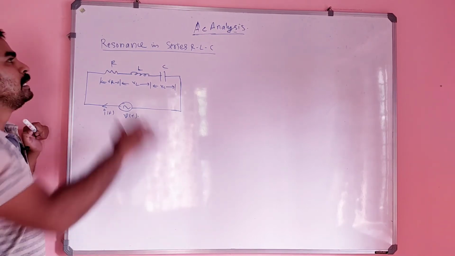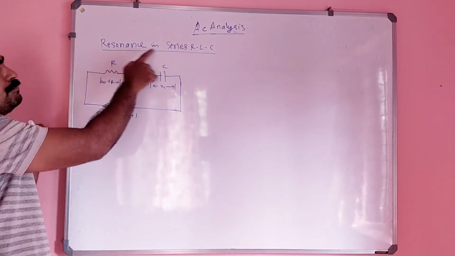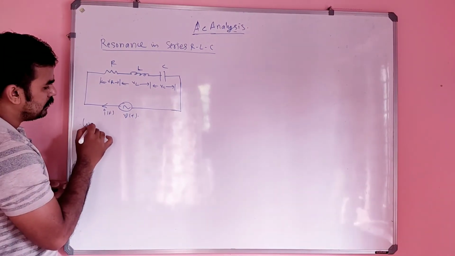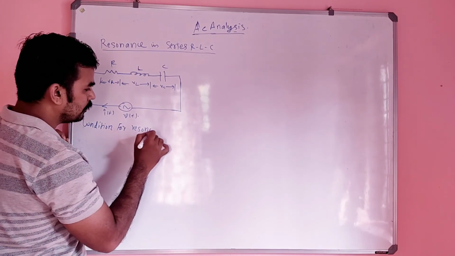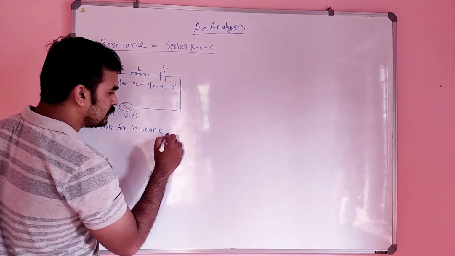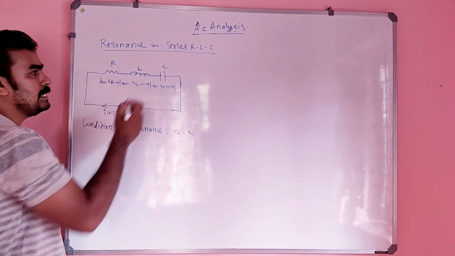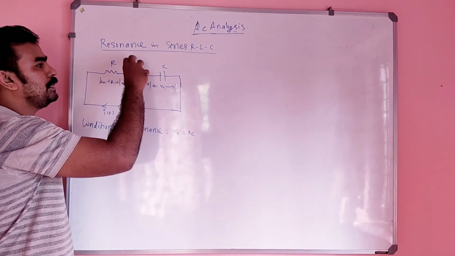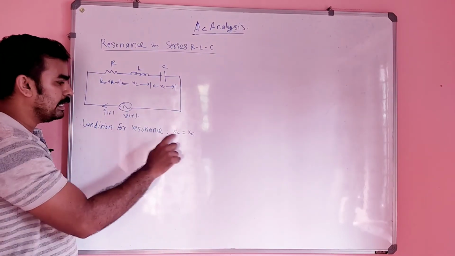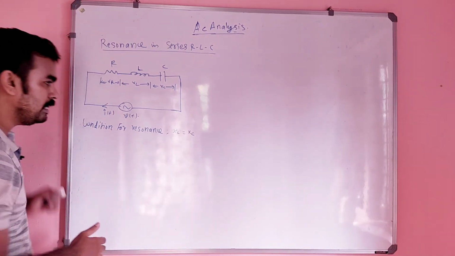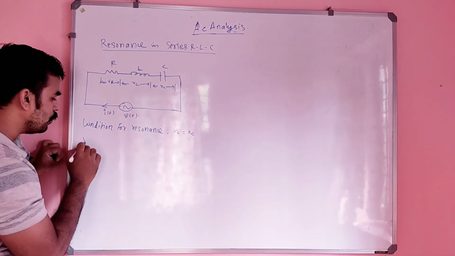Resonance means whenever in a series RLC circuit, the condition for resonance is when XL is equal to XC. That means when the inductive reactance is equal to the capacitive reactance, that is called the resonance condition. That means when XL equals XC, what will be the voltage?